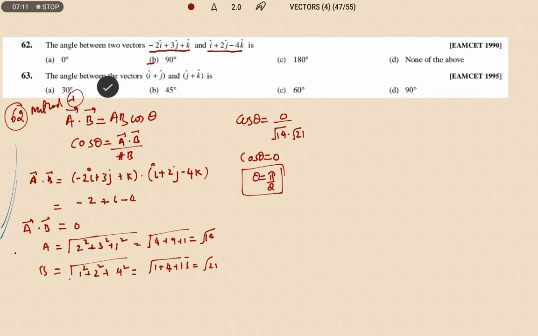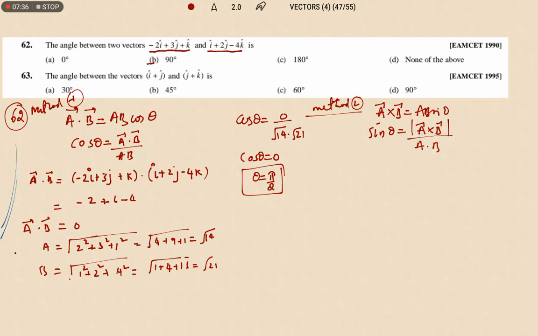Let us see whether we are getting the same answer or not. To find that, we need to use |a bar cross b bar| = ab sin theta. So what is sin theta here? Sin theta is equal to the magnitude of a bar cross b bar by ab. We know the magnitudes of a and b. We need to find the magnitude of a bar cross b bar.